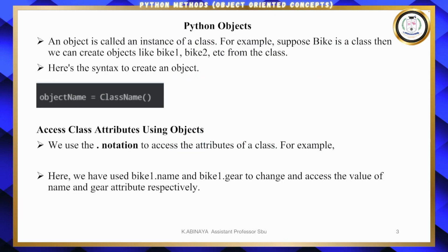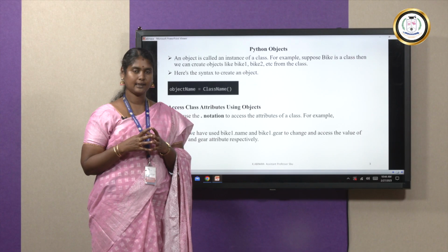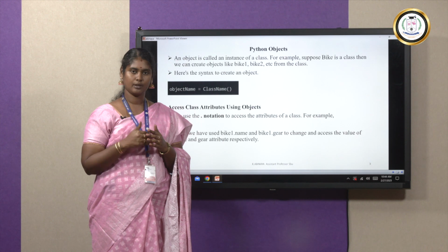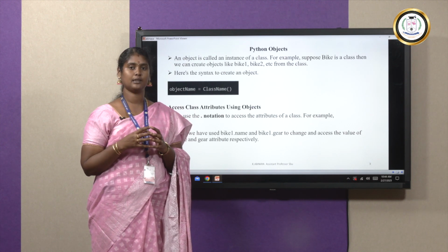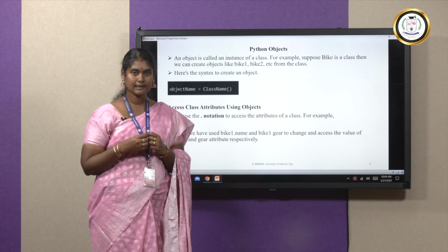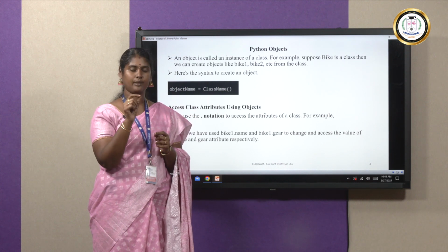So whenever I have created the class, now I have got the input through the class. Next, for student 1 I need to collect the marks, and for student 2 I have to collect the marks. How can I do this? Using the object. What is the syntax for that? Object is equal to class name.